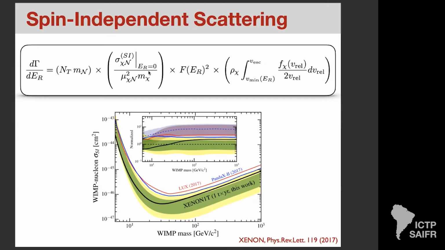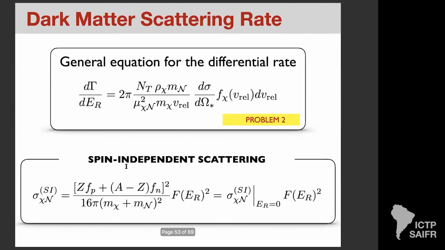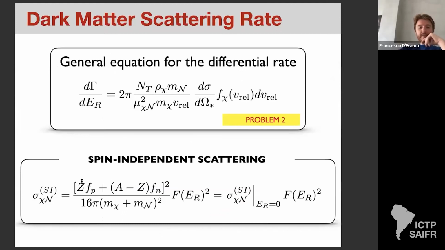One more question from Sudipta. The question is, why is the spin-dependent cross-section smaller than the spin-independent one? The reason is that in the spin-independent cross-section, you scatter off the entire nucleus.